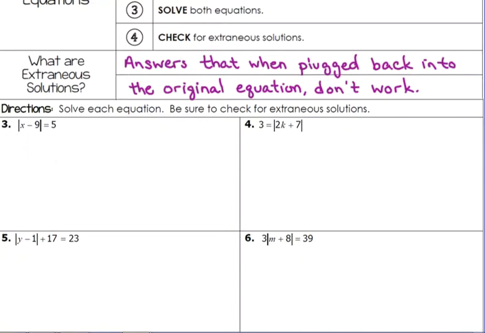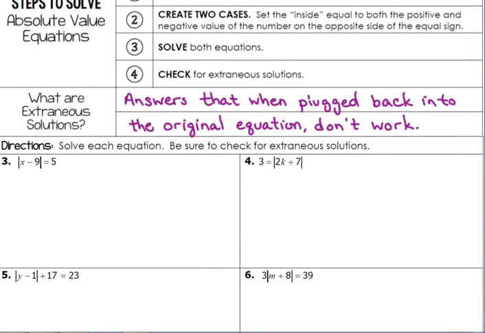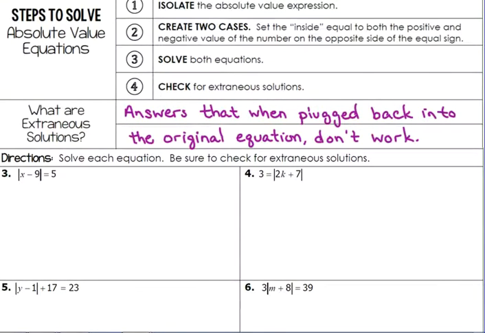So let's look at a couple of examples here so you know what in the world I am talking about with these steps. It's labeled number 3, but it's the first problem that we're going to do. We've got the absolute value of x minus 9 is equal to 5. If we look at our steps, step 1 says isolate the absolute value expression. Well, that absolute value expression is isolated. There's nothing in front of it. There's nothing after it. It's just the absolute value there on that side by itself. So step number 1 does not apply to this problem.